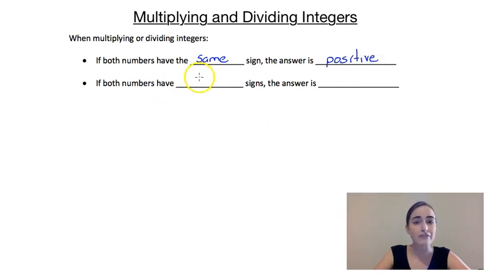Now, if both numbers have different signs, so that means that one of them's positive and one of them's negative, then the answer is always going to be negative.